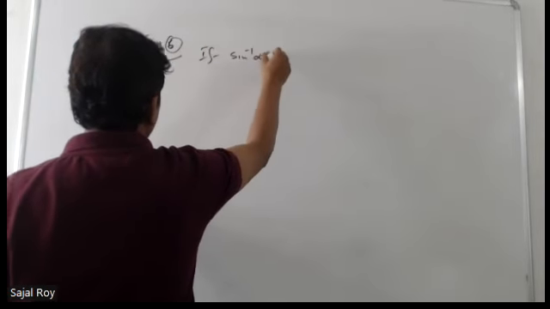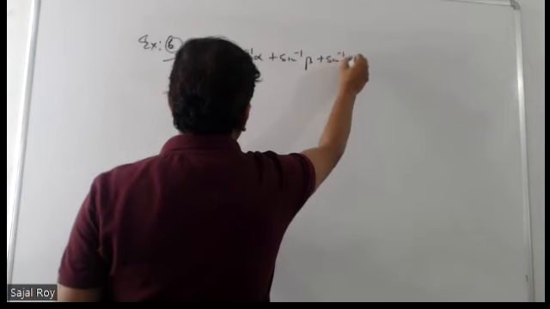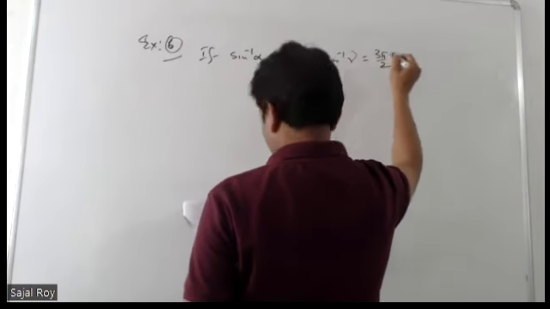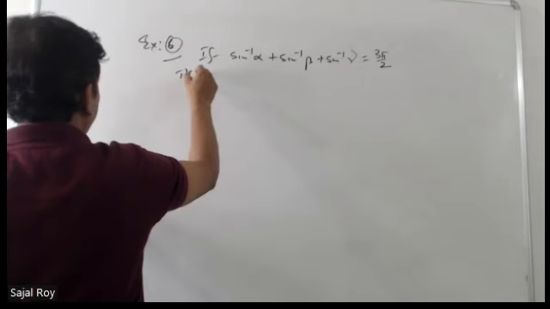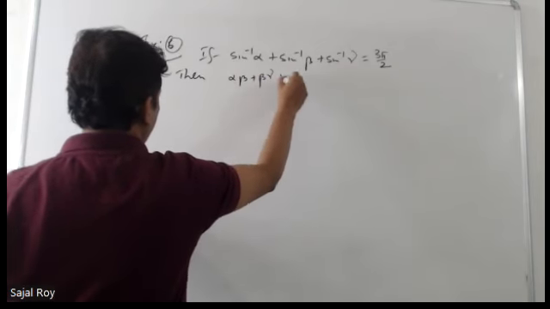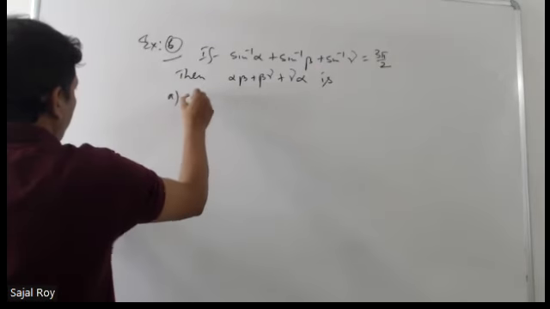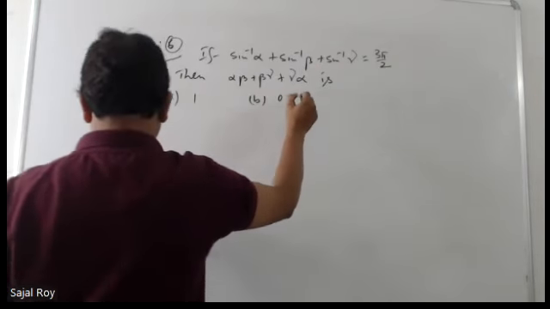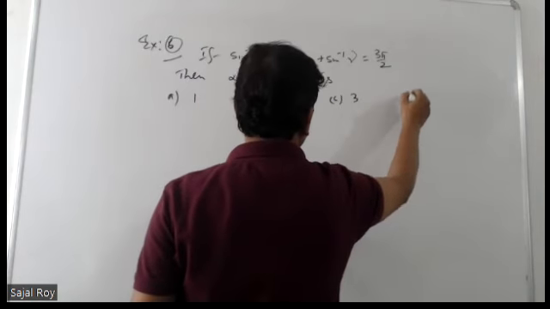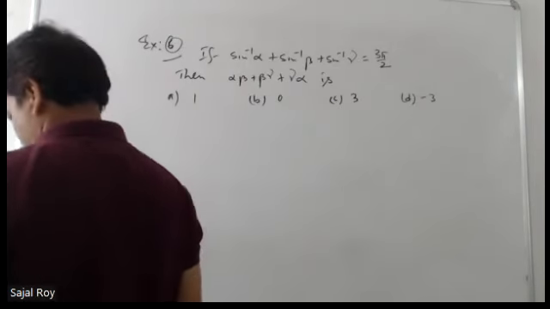If sin inverse alpha plus sin inverse beta plus sin inverse gamma equal to 3 pi by 2, then alpha beta, beta gamma, gamma alpha is: option A 1. This is easy. 0, 3, minus 3.